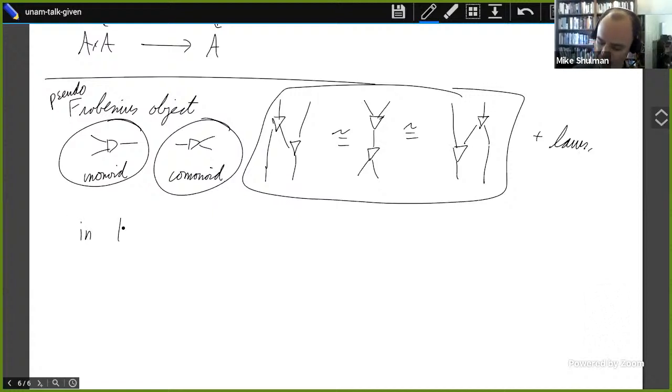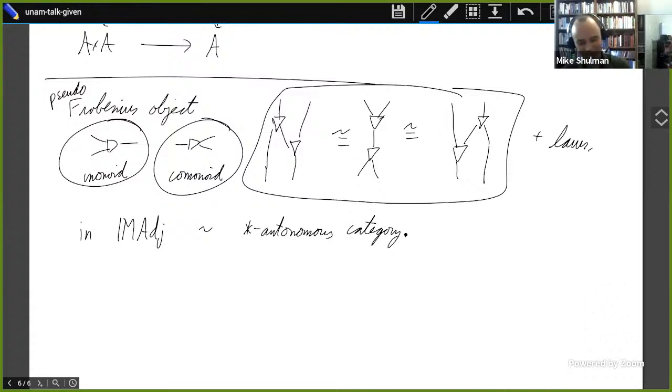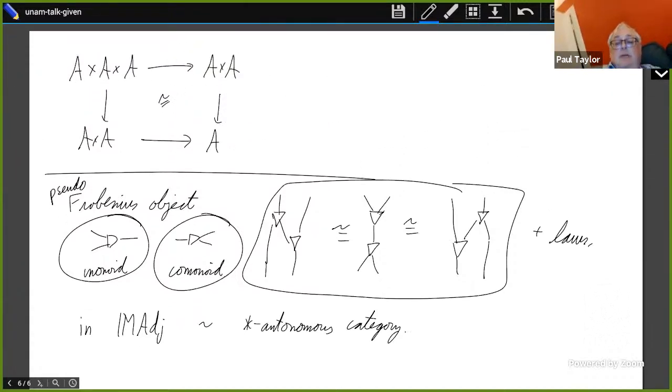It turns out that a pseudo-Frobenius object in multivariable adjunctions is more or less the same as a star autonomous category. Okay. So is that something that non-category theorists invented? Well, I don't know, it depends who you call a non-category theorist, I guess, or invented. Well, they look like neat examples, yeah.